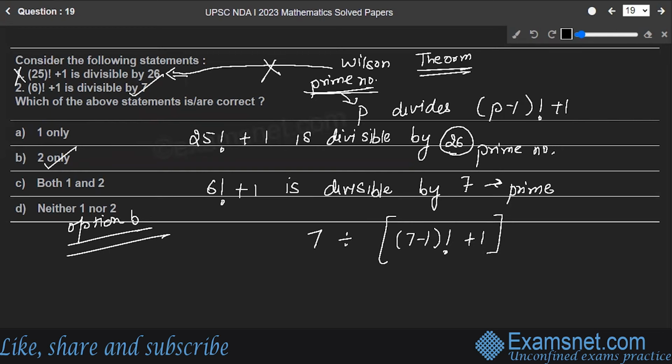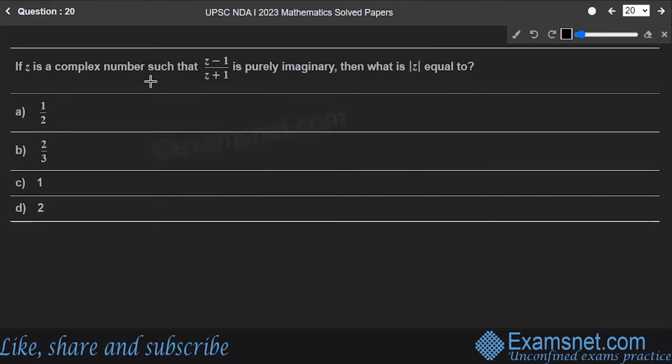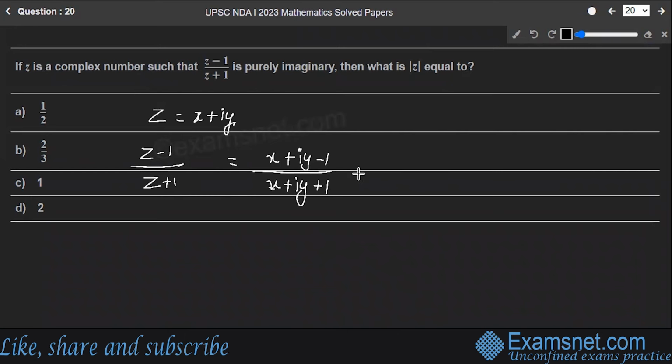Hope you understood this. Next is question number 20. It says if z is a complex number such that (z minus 1) upon (z plus 1) is purely imaginary, that means the real part is missing, then the modulus of z is equal to what? So first of all, let's assume z to be any complex number x plus iota y. Then (z minus 1) upon (z plus 1) will be given by (x plus iota y minus 1) upon (x plus iota y plus 1).